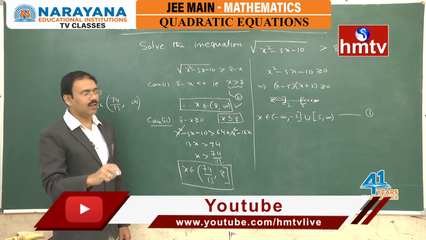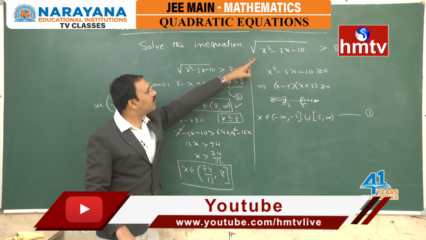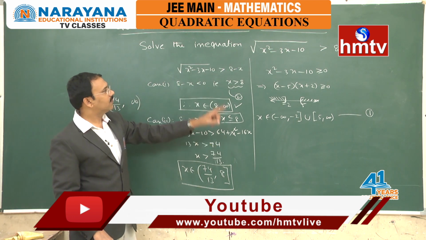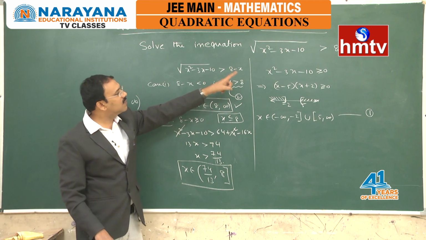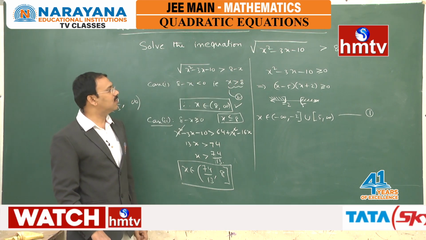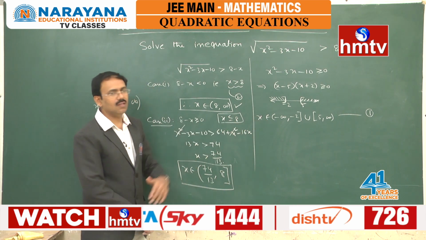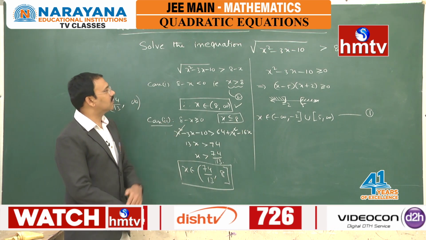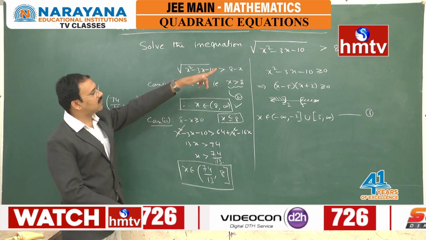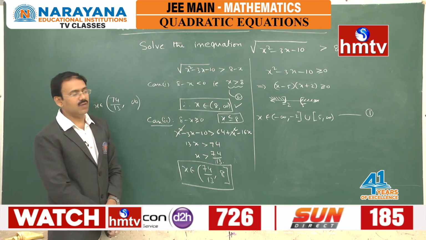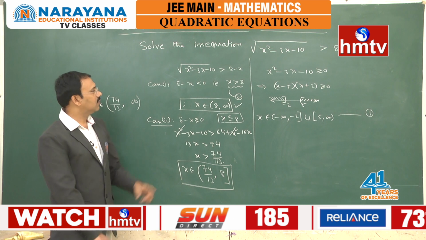You see what we have done? For the definition of this square root, the input must be greater than or equal to 0. We solved that; basically, x must be in this interval. Then statement 2 is going to be this inequation. This we need to solve.